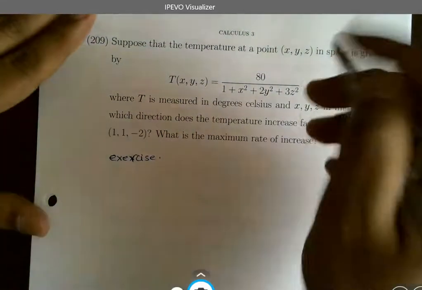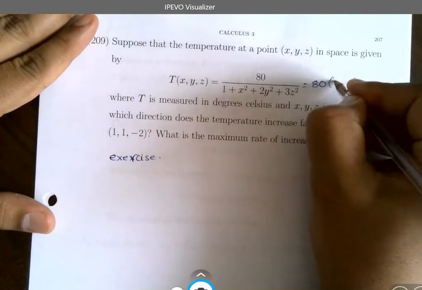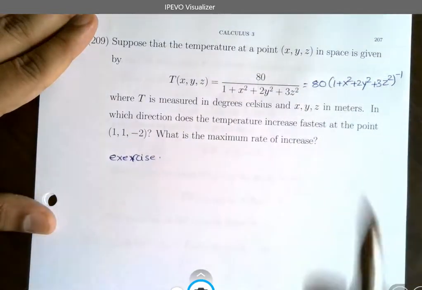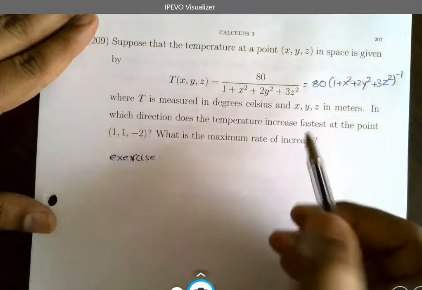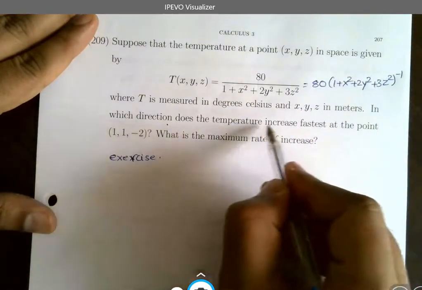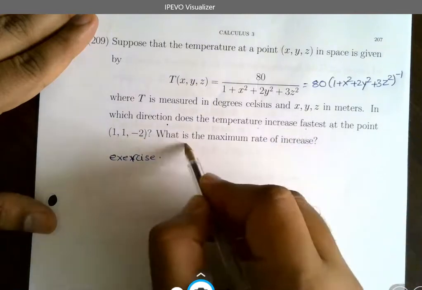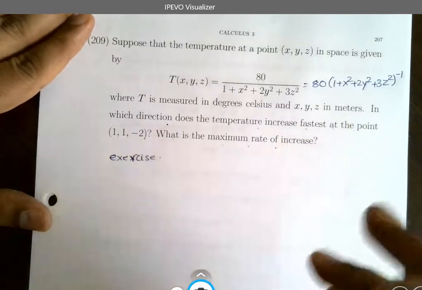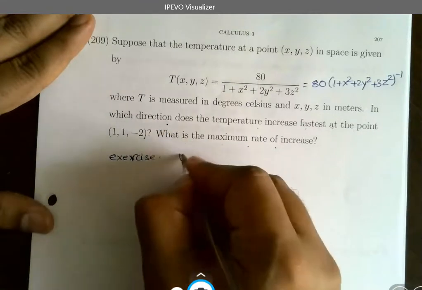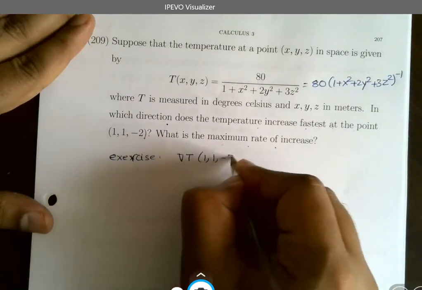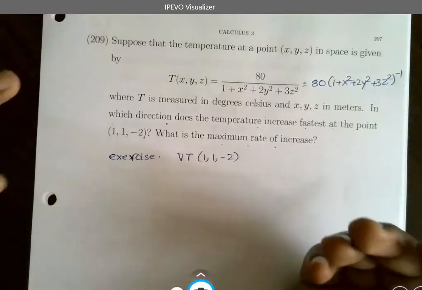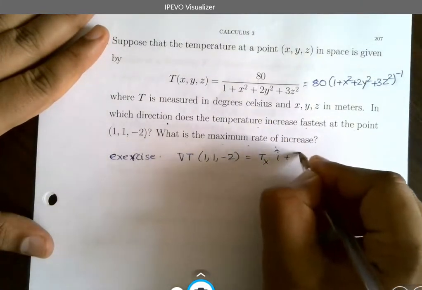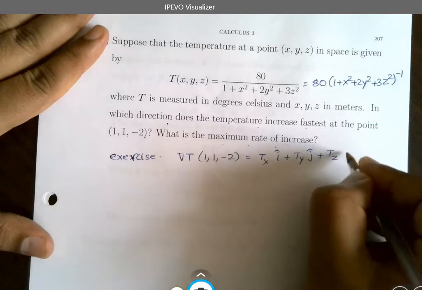Okay, let me quickly tell you something. This is 80 times (1 plus x squared plus 2y squared plus 3z squared) to the negative 1. It will really help you when you want to find the partial derivatives. In which direction does the temperature increase the fastest at the point, and what is the maximum rate of increase? They're really asking you to find the gradient first. Gradient of T at (1, 1, negative 2). The magnitude of the gradient would be the maximum rate of increase. So it's going to be Tx i plus Ty j plus Tz k, correct?